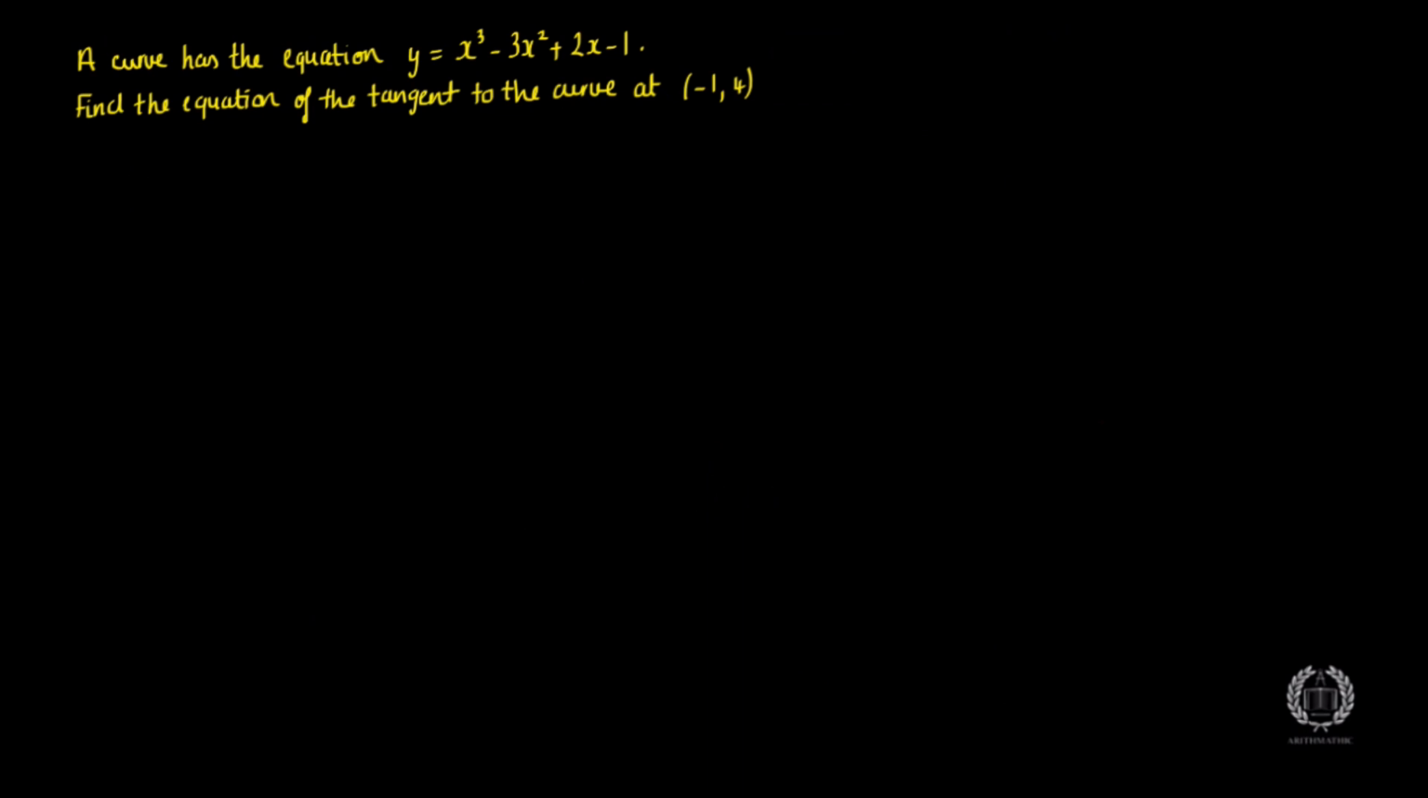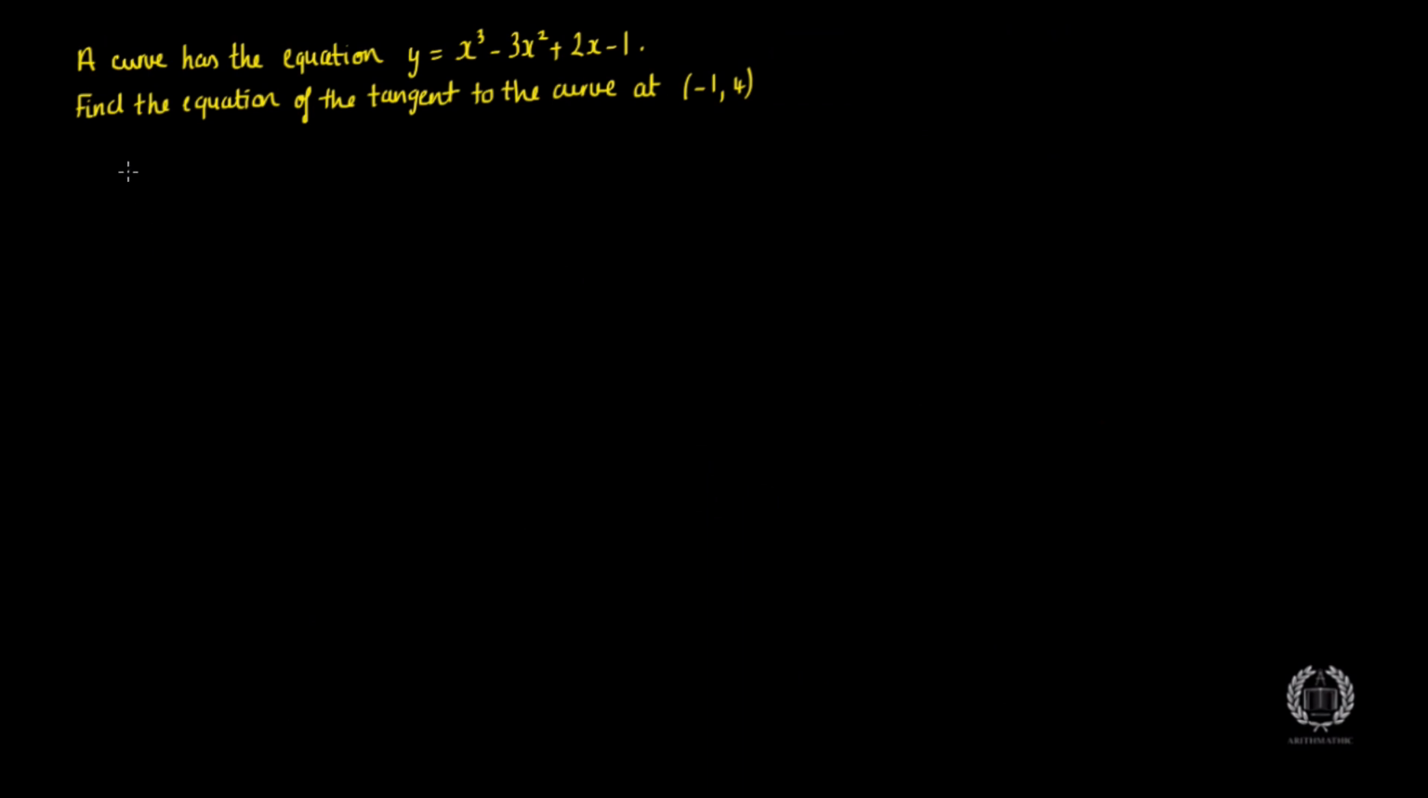Right, let's get straight to the question. So the question's asking us, we have a curve that has an equation y equals x cubed minus 3x squared plus 2x minus 1, and we want to find an equation of the tangent at (-1, 4).